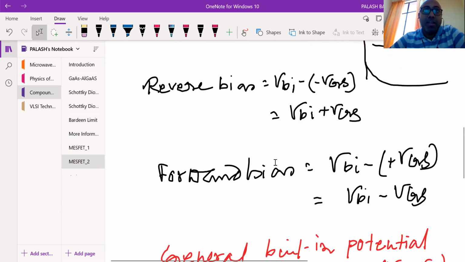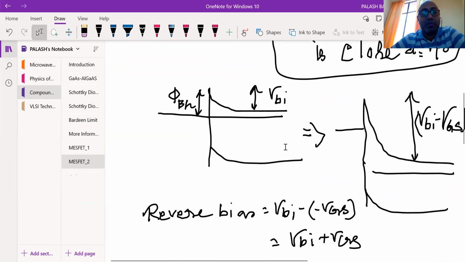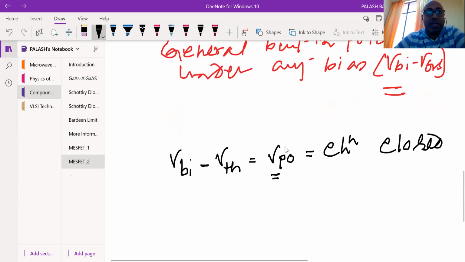Try to understand, you are applying a voltage over here, gate to source voltage. VBI is already there. When you have not applied any gate voltage, what is your built-in potential? VBI only. Now over and above, when you apply some voltage, in the general formula we are writing VBI minus VGS. Now VGS is such that it closes the junction at that gate to source voltage. It's called the threshold voltage, and the total part we are calling VP0. So please remember this part carefully.